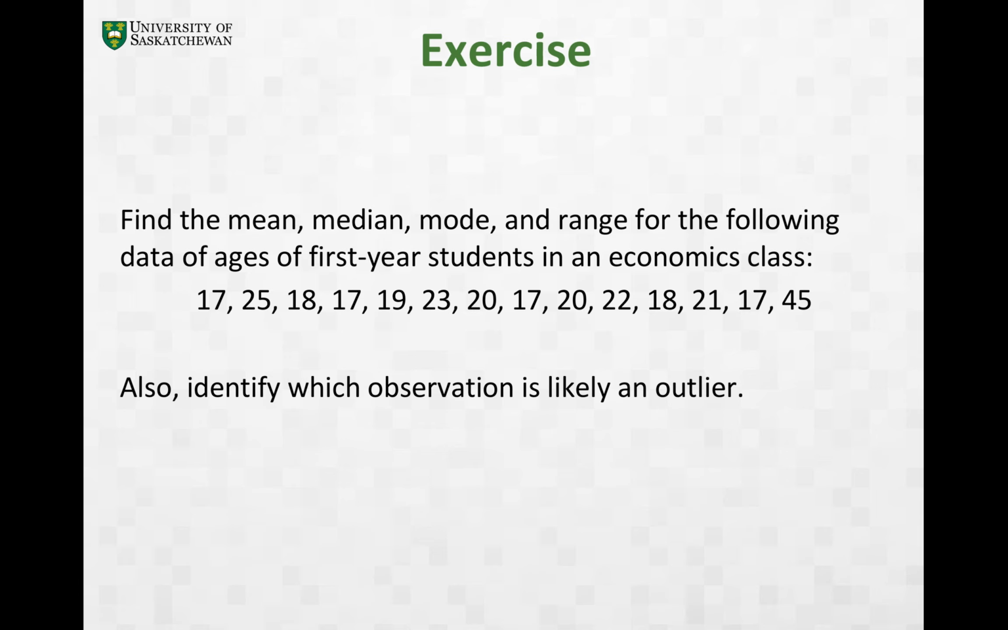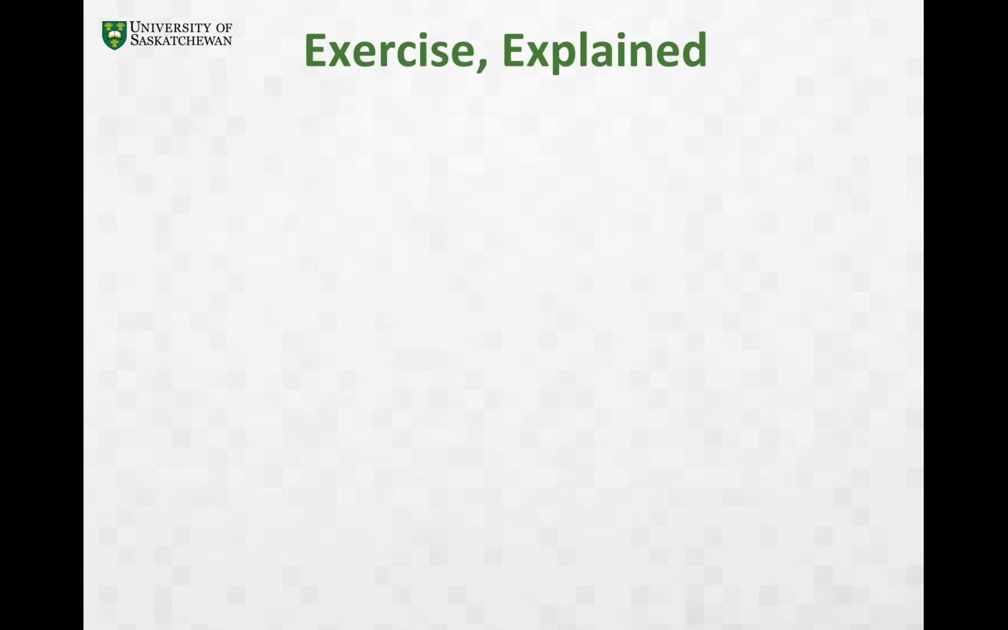I'd like you to find the mean, the median, the mode, and the range for the following data of ages for first-year students in an economics class. So we've got our ages there for these students in this first-year class. Calculate the mean, the median, the mode, the range as well, and determine what the outlier is within this data set. So pause here for a minute. Complete those calculations, and then in the next slide I'm going to explain how you probably should have come to those calculations. So go ahead and pause. All right, then let's resume.